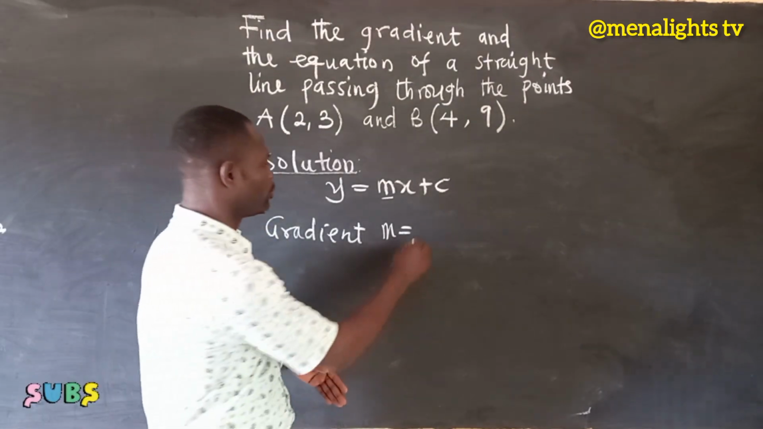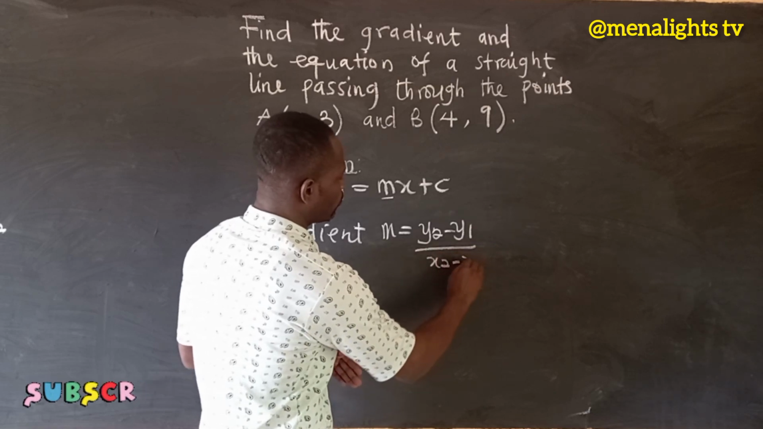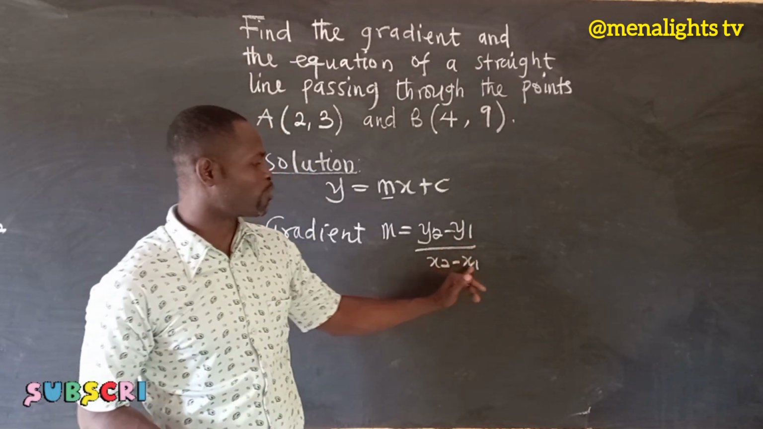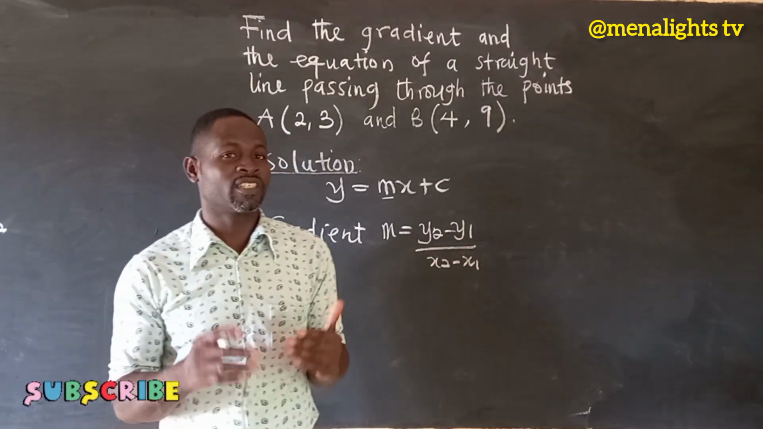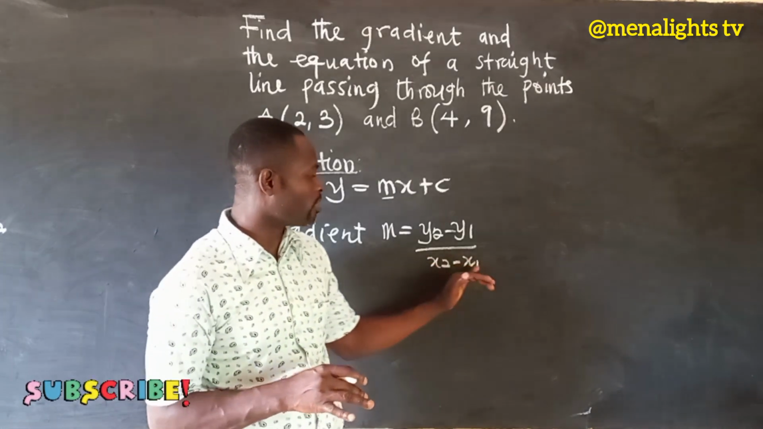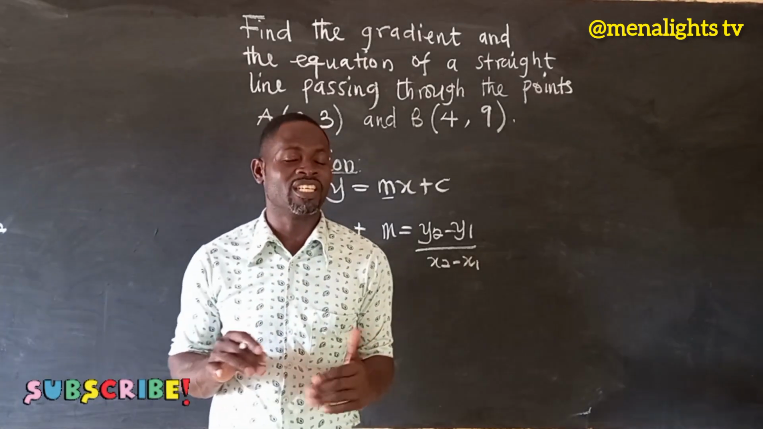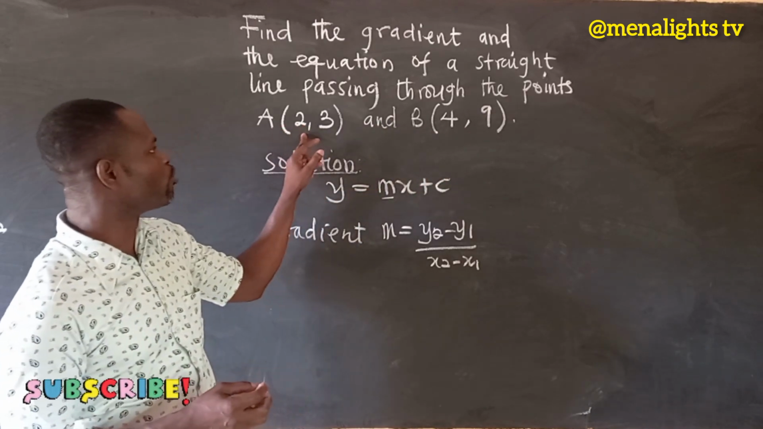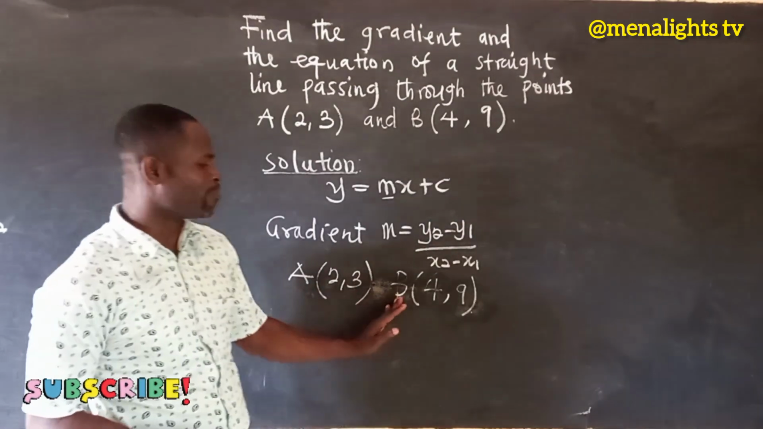So when you are asked to find the gradient, the gradient m is equal to y2 minus y1 over x2 minus x1. So the gradient m is the change in the y-axis coordinates divided by the change in the x-axis coordinates. With the points we have on the board, A is (2, 3) and B is (4, 9).